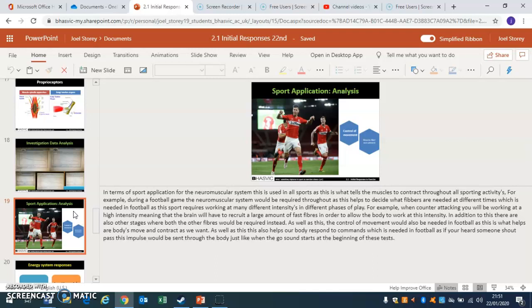In addition to this, there are also other stages where both the other fibres would be required instead. As well as this, the control of movement would also be needed in football, as this is what helps our bodies to move and contract as we want. This also helps our bodies to respond to commands, which is needed in football. If you heard someone shout pass, this impulse would be sent through your body, just like the word go at the beginning of both of these tests, and therefore helping you to perform your best in sport.